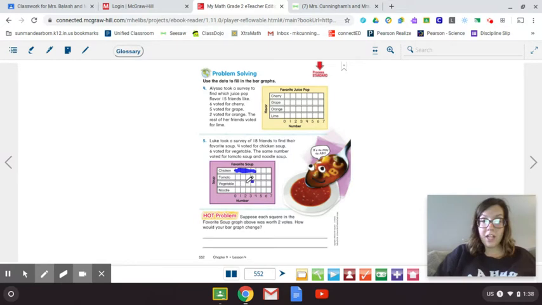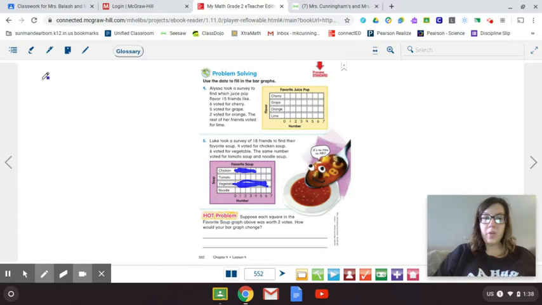6 voted for vegetable. Now make sure you don't put it on tomato. You need to put it on vegetable. So let's go ahead and do 6 vegetable. Sorry, guys, I'm getting out of the lines here a little bit. Okay, so we have our 6 vegetable. The same number of people voted for tomato soup and noodle soup.